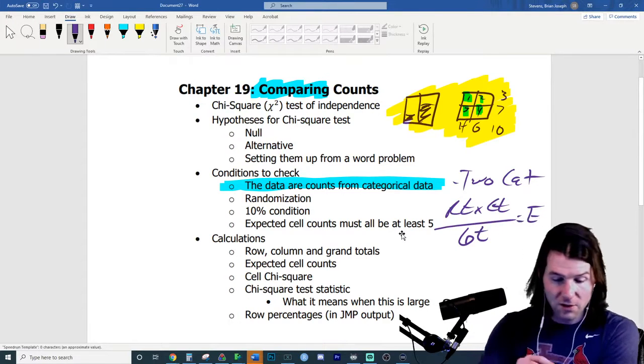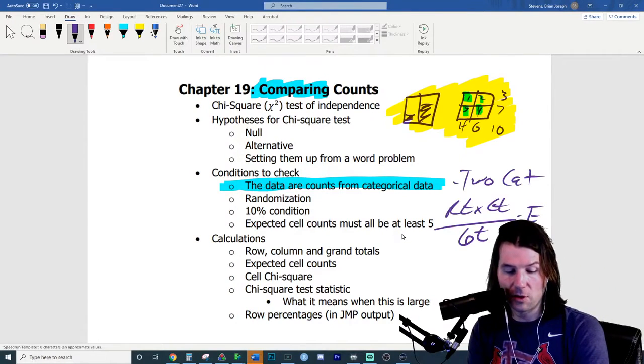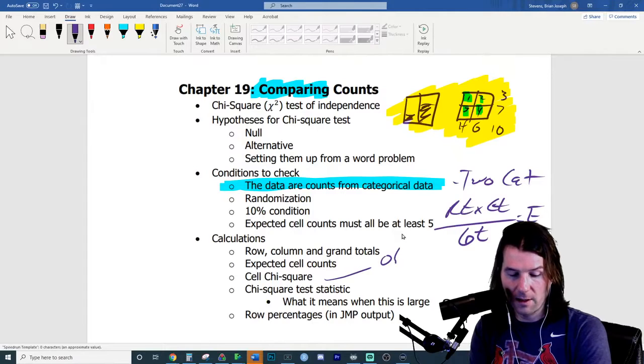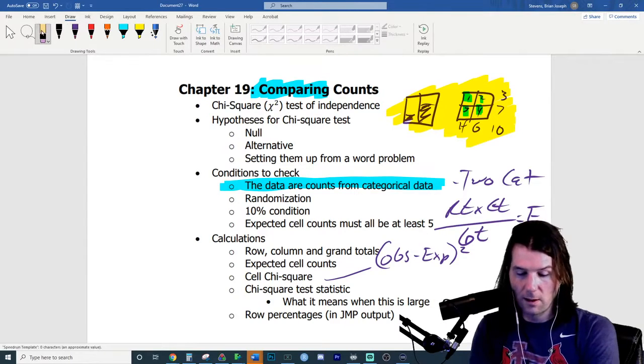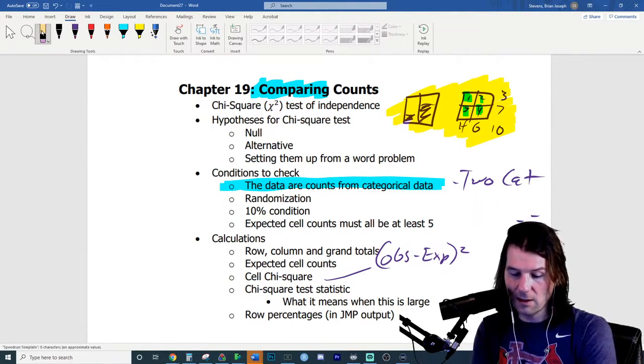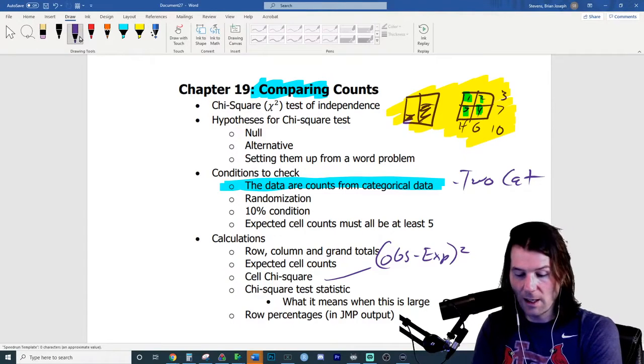Right here. So the chi-squared is the observed. We're talking about this one right here. Observed minus expected. You take that quantity and you square it. Chi-squared: observed minus expected, squared, and then we divide by the expected.